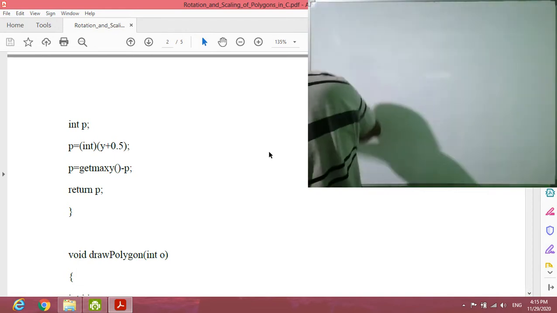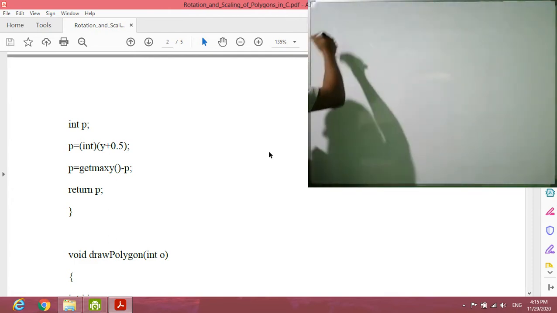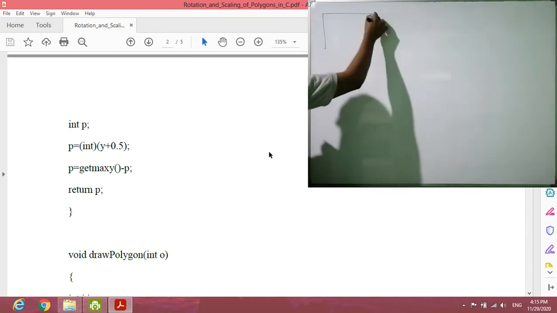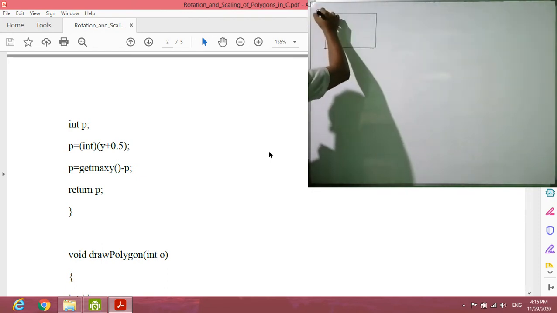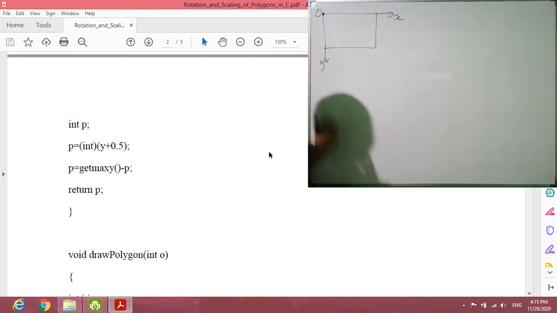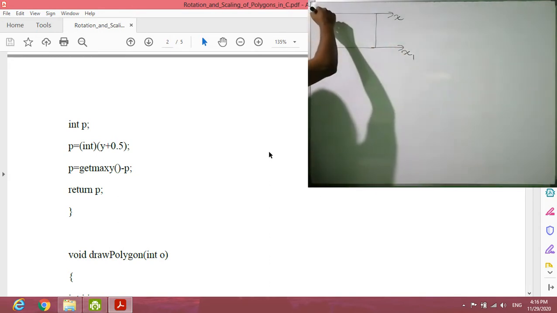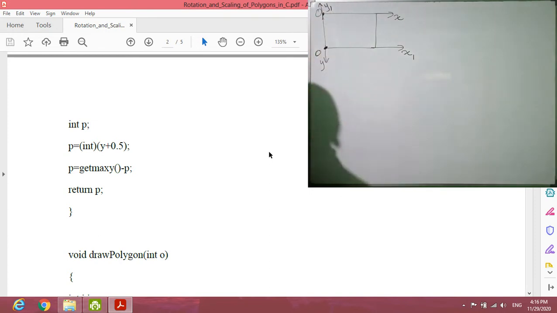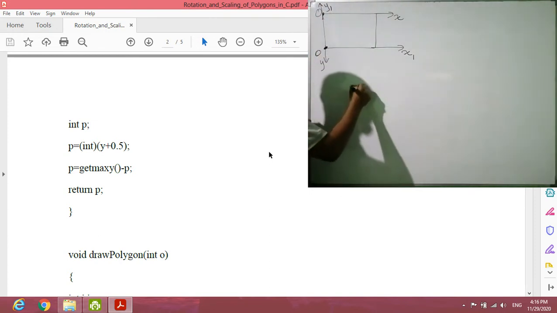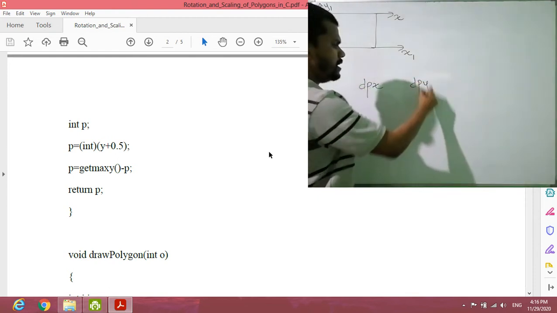Then I summarize these two functions. Now in our graphics system, origin is here, x-axis is here, and y-axis is here. But we want to bring the origin to here. Then our new x-axis is here, new y-axis is here. Therefore we use the dpx function and dpy function.